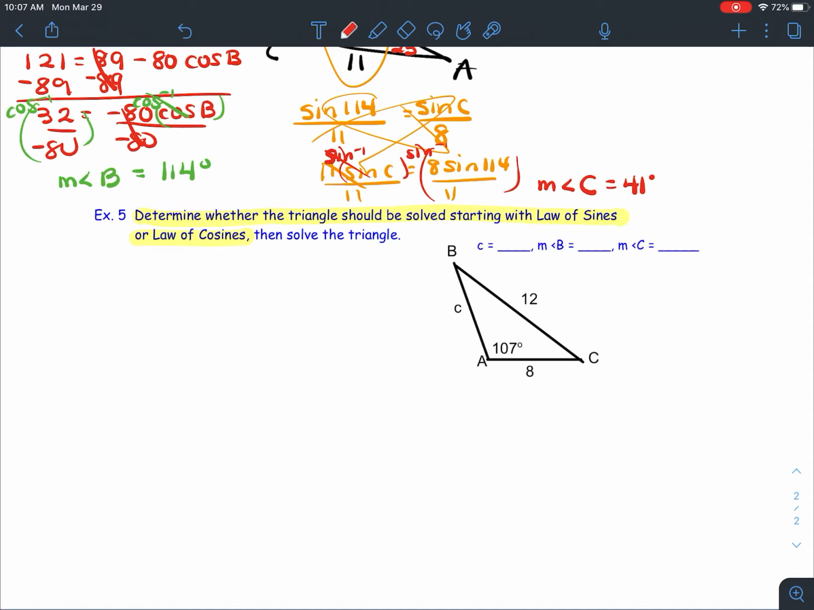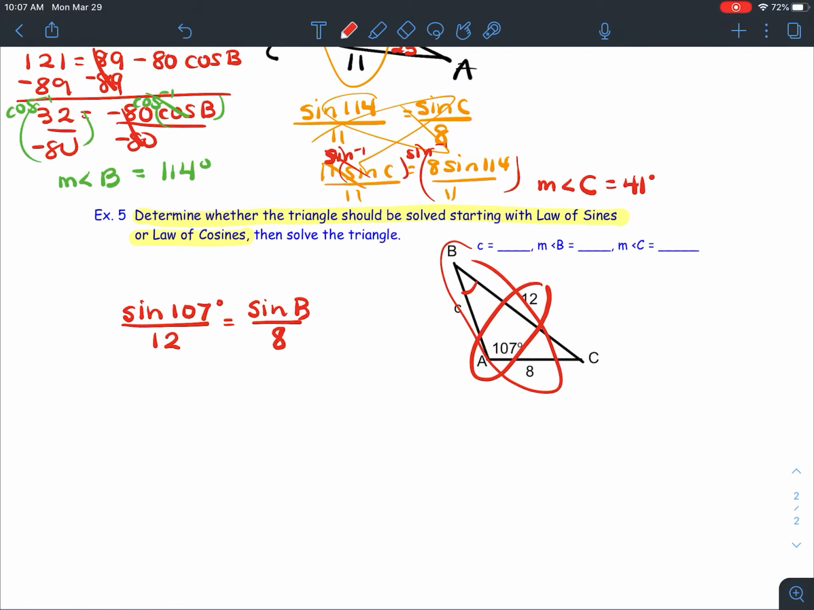Okay, so what we would be looking for is, do we know an angle, and do we know a side opposite that same angle? If the answer is yes, then we should be able to start out by using the law of sines. Feels like right here we know that angle A is 107, side A is 12, so I should be able to set up the law of sines like that as my initial step to begin solving the triangle. I don't think we need to use the law of cosines at all.